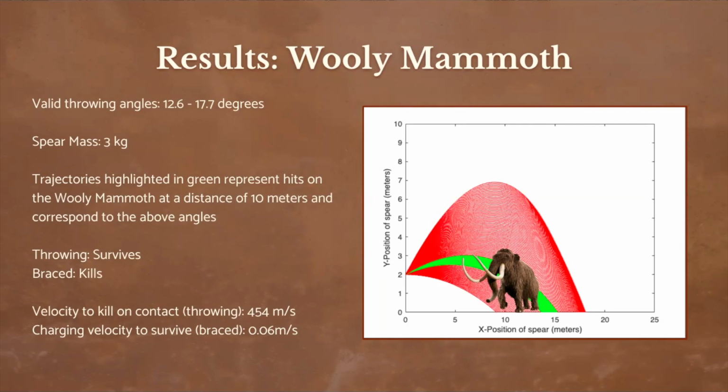For the woolly mammoth, we determined that from a distance of 10 meters away with our constant initial throwing energy, valid initial throwing angles to hit were between 12.6 and 17.7 degrees, represented in green on the trajectory graph plotted with MATLAB. Misses are in red. We found that any realistic throw would have the mammoth survive, and an extremely fast velocity of 454 meters per second would be required to kill it. For the brace model, almost any reasonable velocity of the animal when it impales itself on the spear would result in its death.